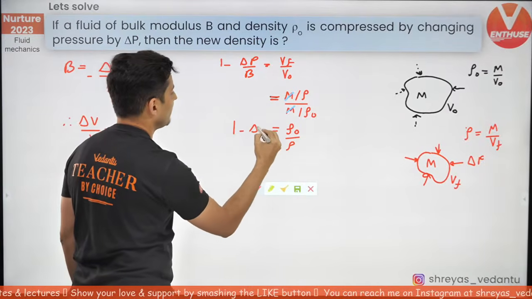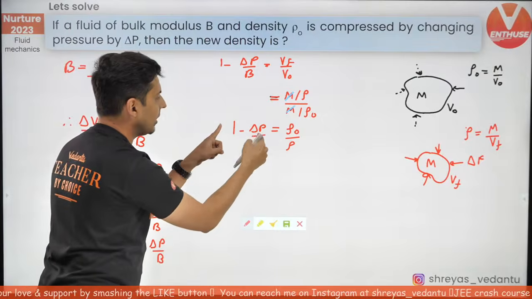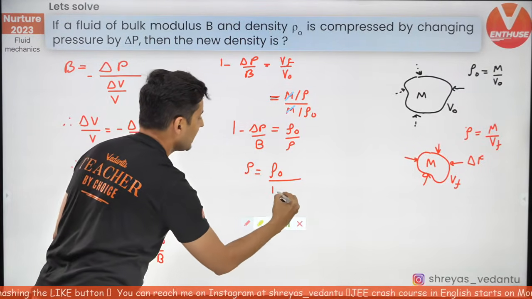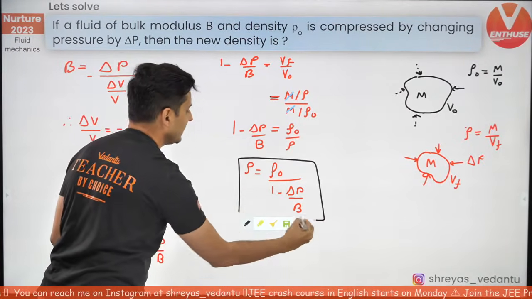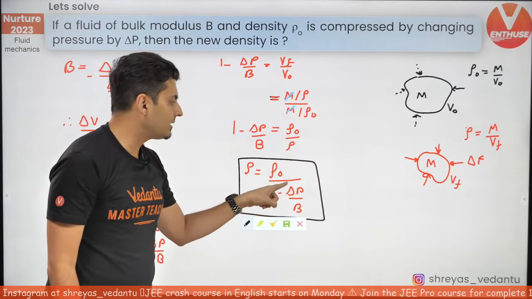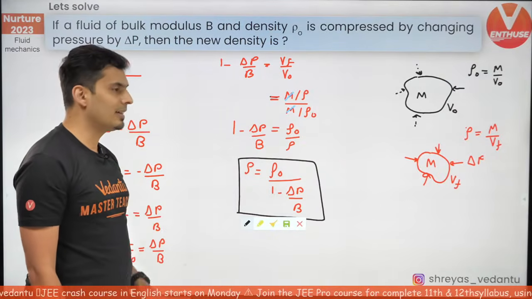And this is nothing but 1 minus delta P by B. Swap the terms. Take rho on the top, take this below. So rho will be nothing but rho naught divided by 1 minus del P by B. So I think that's our final result. I have got what I wanted. This is initial density, this is change in the pressure, this is bulk modulus. This gives me the final density.